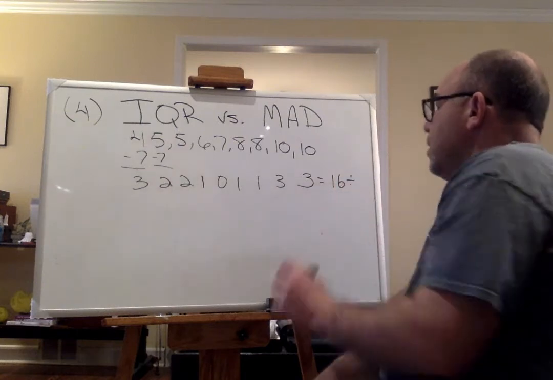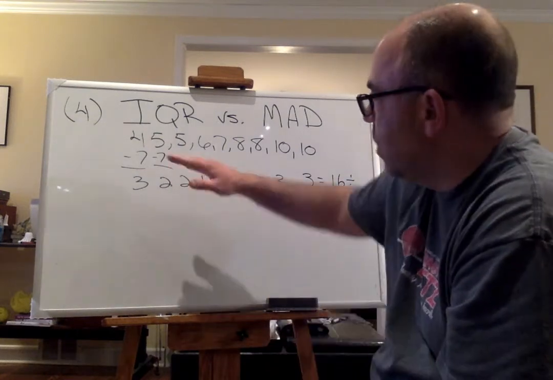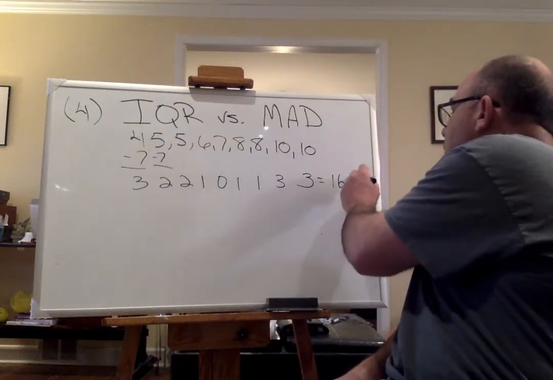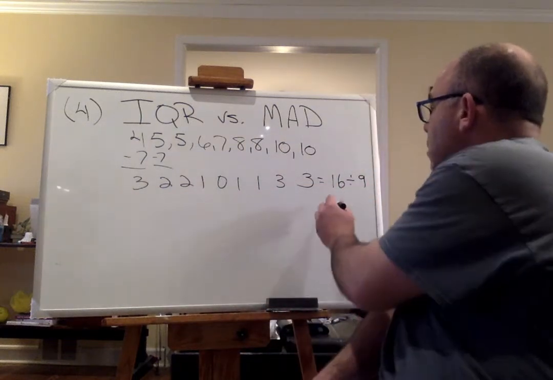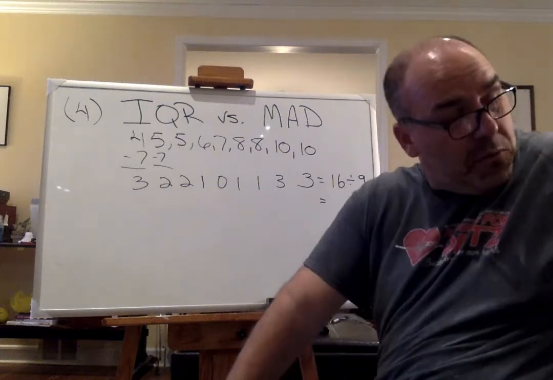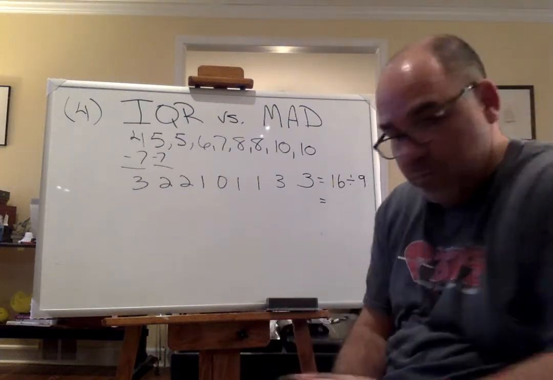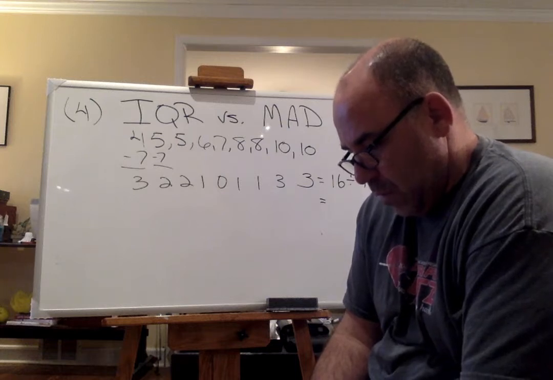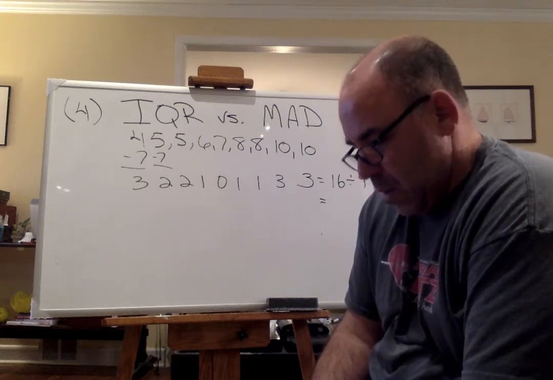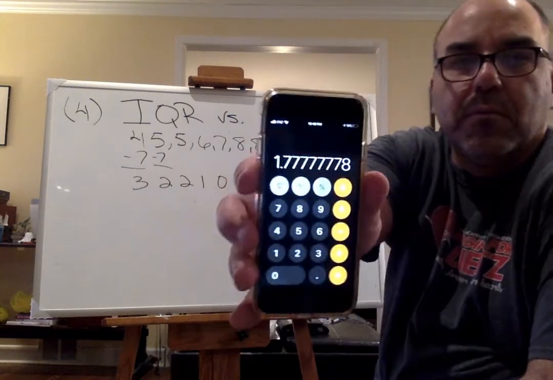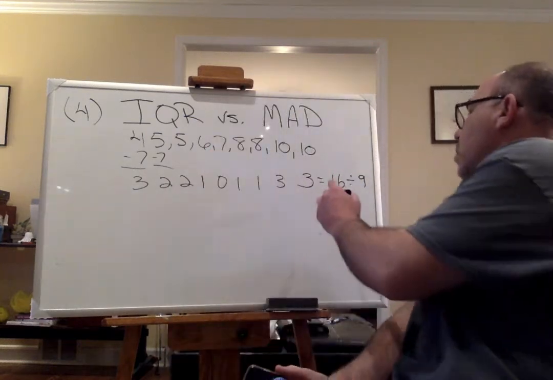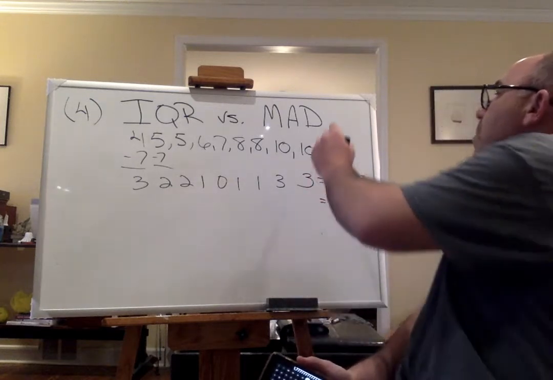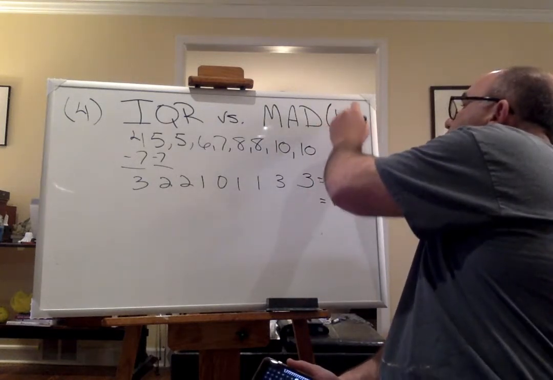And again, we're finding the mean of that deviation. So again, 16 divided by 9 is, again, I'm going to use my calculator. It's going to be 1 point something, but let's do it anyway. 16 divided by 9. 1.7 repeating. So we're going to take that to 1.78. So our mean absolute deviation is 1.78.